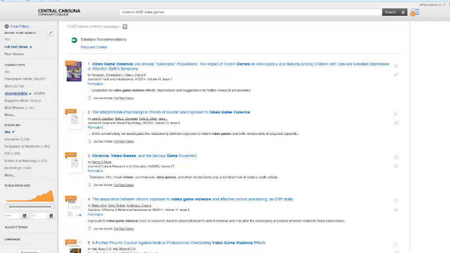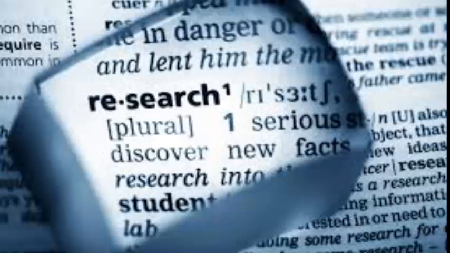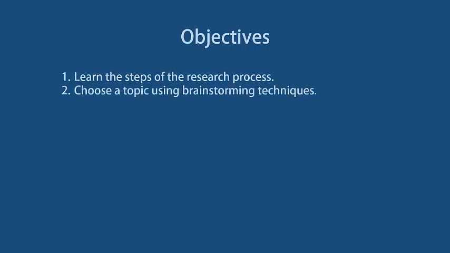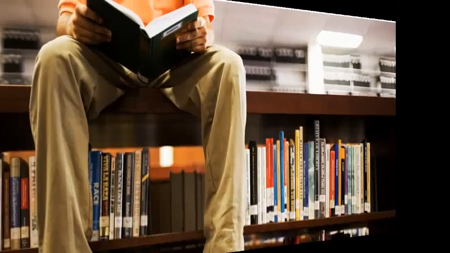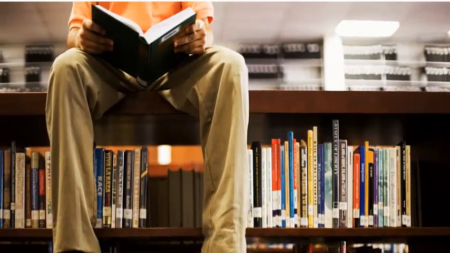So now that you know why you should use the library to conduct your research, let's talk about how you should conduct that research. After watching this tutorial, you will have learned about the steps of the research process. You'll be able to choose a topic, and you'll know how to develop a search strategy. You'll also be able to evaluate the results of a library search and save the articles you decide to keep. So let's talk about the library research process.